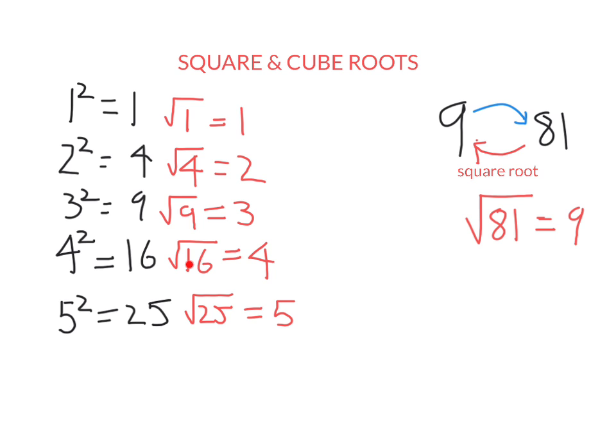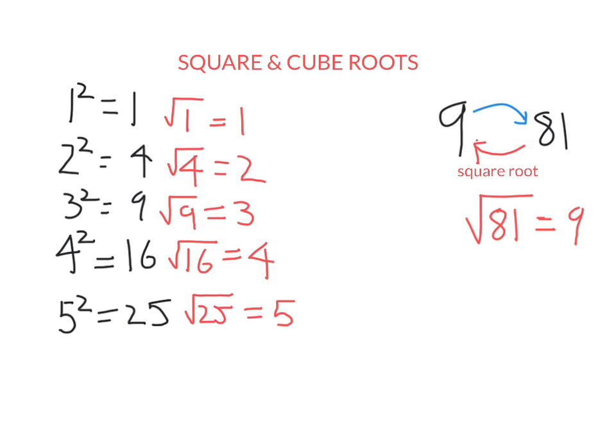If I say the square root of 16, I'm saying what number do you multiply by itself to get 16? And the answer is 4. Square root of 25 is 5 because 5 squared equals 25. Now, in all of these examples, the answer we got was a whole number, but that's not always the case.